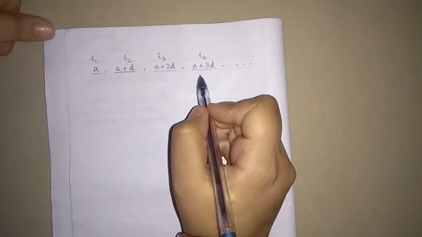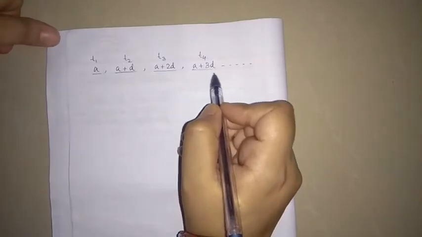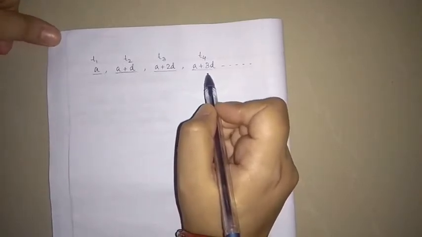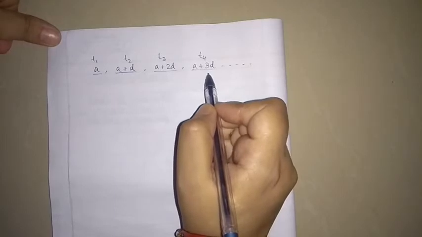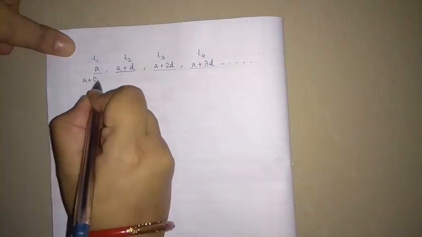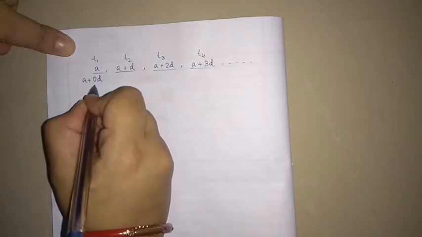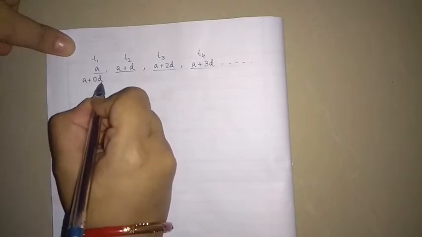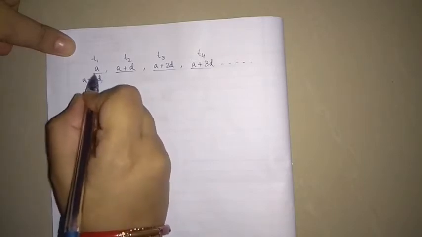Now, if we examine the series, we notice that in any term, the coefficient of d, like this is the first term, so here we can say it is a plus 0d, which is equal to a. So the coefficient of d is always less by 1 than the position of that term in the series.